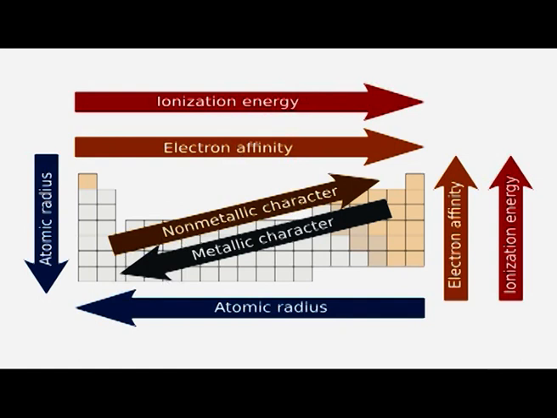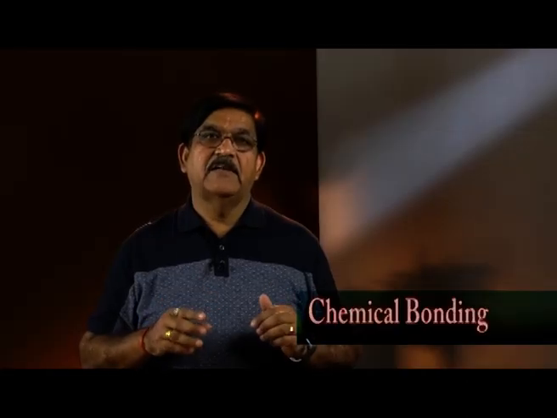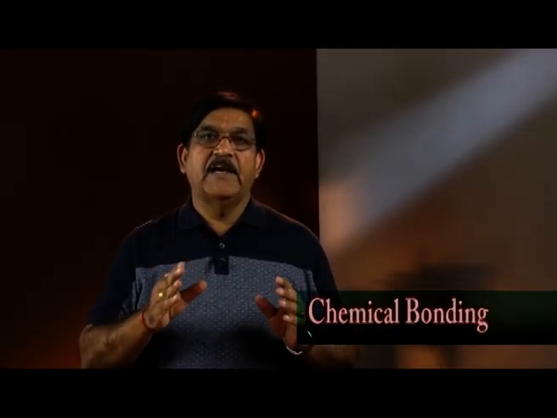In a group, the electronegativity decreases as atomic number increases as a result of increased distance between the valence electrons and the nucleus. An example of an electropositive, that is low electronegativity, element is cesium, and a high electronegativity element is fluorine. Chemical bonding. Chemical bonds are formed to combine atoms.